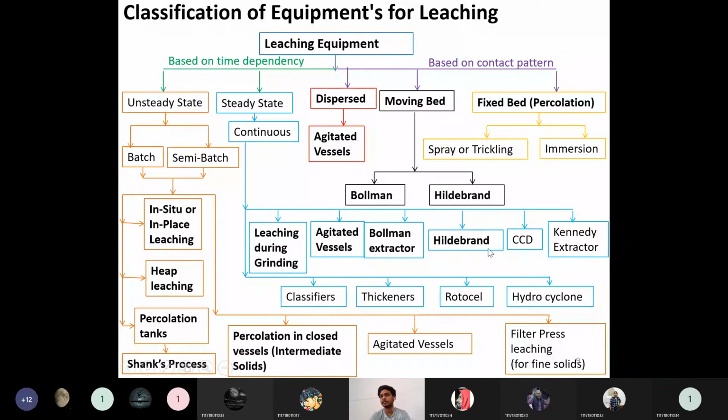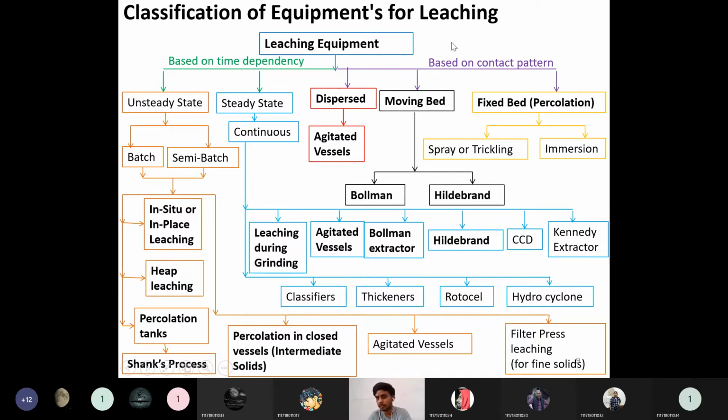Then the Hildebrand extractor is a continuous extractor. Then the continuous decanter, continuous cycle decanter, and then the Kennedy extractor. So these are all the extractors, and along with this, some of the mechanical unit operations like classifiers, thickeners, rotocell, hydrocyclone will all come under the category of continuous leaching operation or steady state leaching operation. For your syllabus, the content which is in bold is what you need.